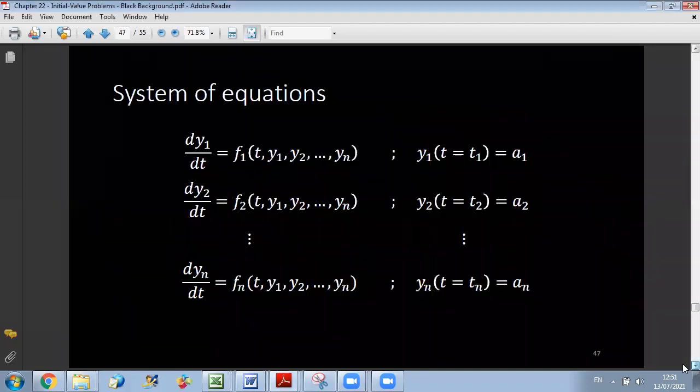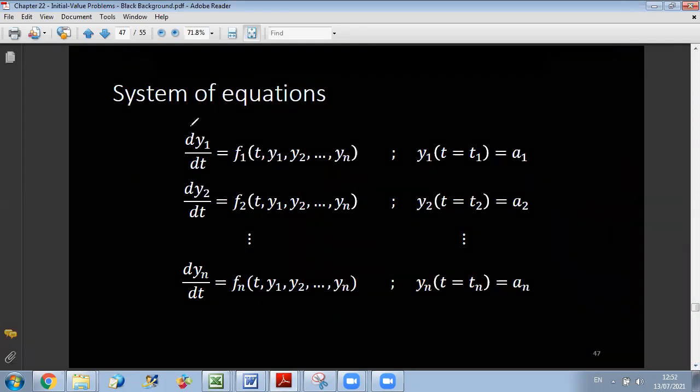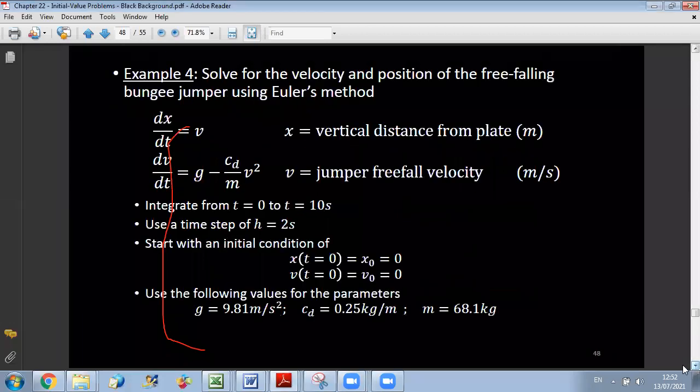Now, until now, we have just considered a single differential equation. What if we have a system of differential equations? How to deal with this? So if I have a set of differential equations to solve in parallel, what can I do? It's very simple. I just proceed for all variables. I update them step by step. Okay, so I will give you an example, so that you understand the idea.